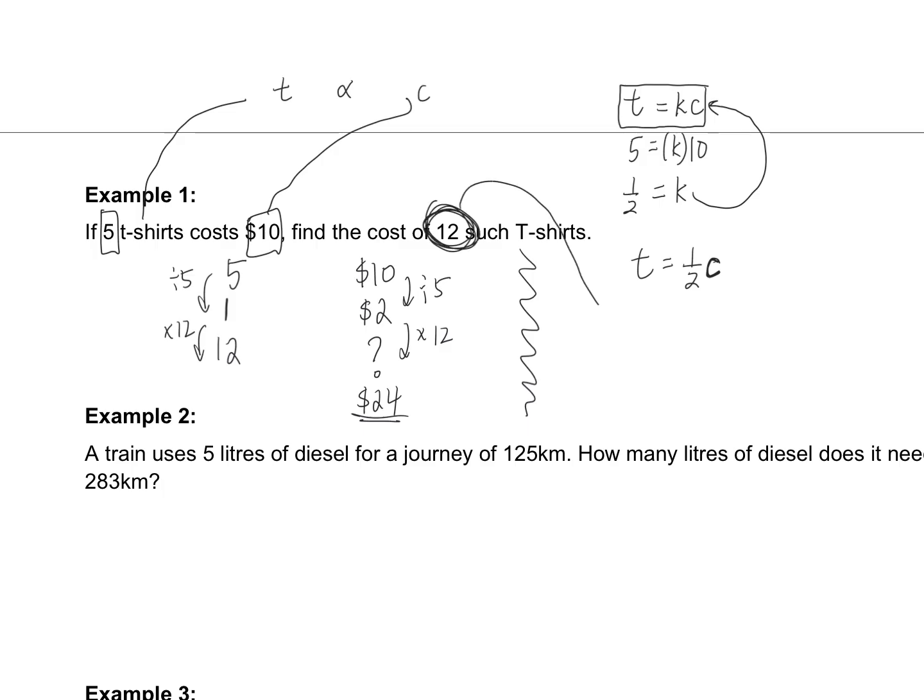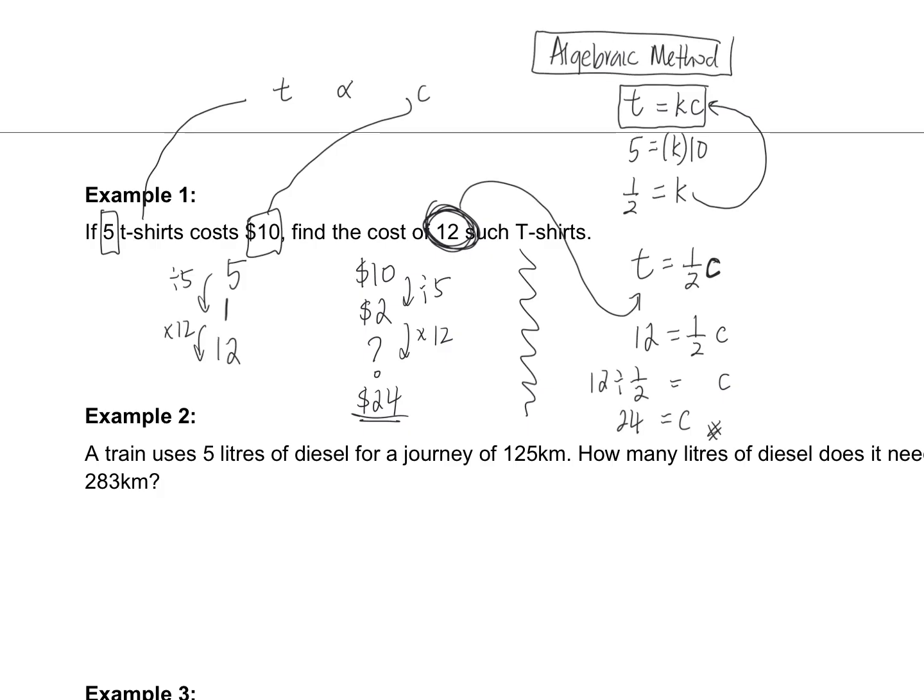So sub T as 12. So C will be 12 divided by half, 24. So this is the algebraic way. Algebraic method. This is the numeric method.